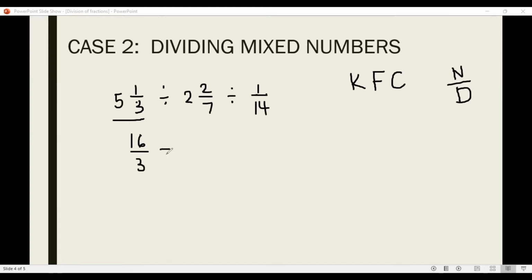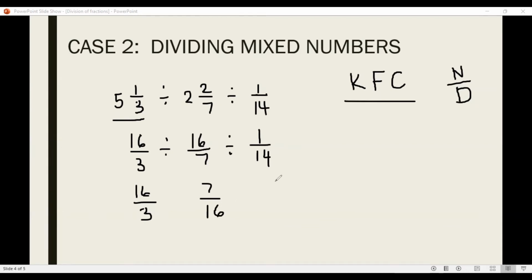Okay, and then we will still keep the division sign because we will not change the numbers into the reciprocal yet. So we have 2 and 2 over 7. So we have 7 times 2, 14, and then this will now become 16, so 16 over 7. And then again, that will be divided by 1 over 14. Okay, so if they are already expressed in terms of a numerator and a denominator, we now follow our KFC. So keep. So we will now keep 16 over 3. And all the remaining numbers here are already considered as our divisor. So therefore, the 16 over 7 will now become 7 over 16. And this is also true with 1 over 14. This will now become 14 over 1.